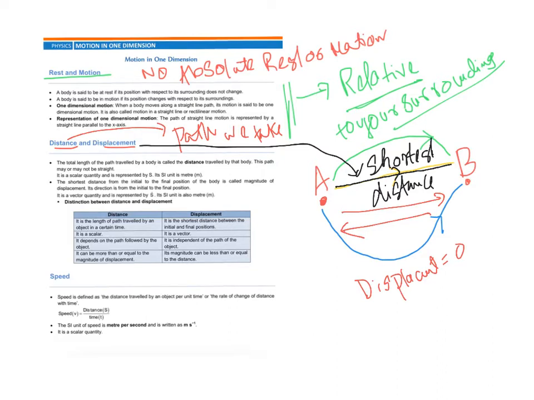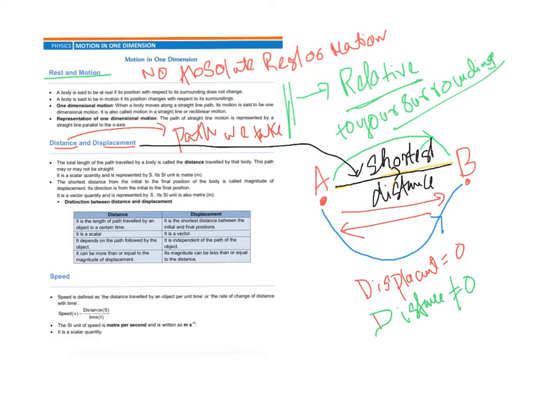But distance will not become zero. For example, from your house to your school, if it is 3 kilometers, you have gone to school and come back from school. At the day's end, what is the displacement? Zero. It is as if I have not traveled anything. But your distance is 6 kilometers. You have gone 3 kilometers and come back 3 kilometers.